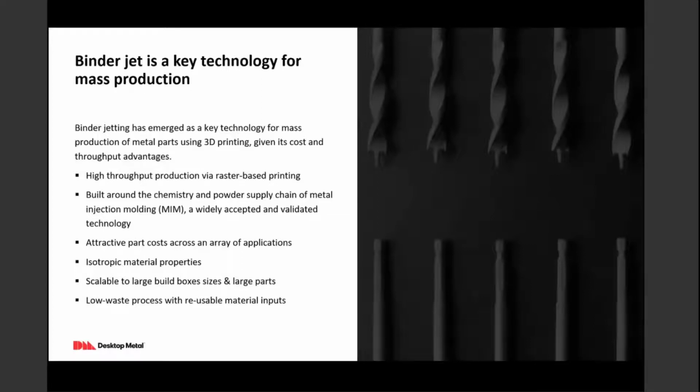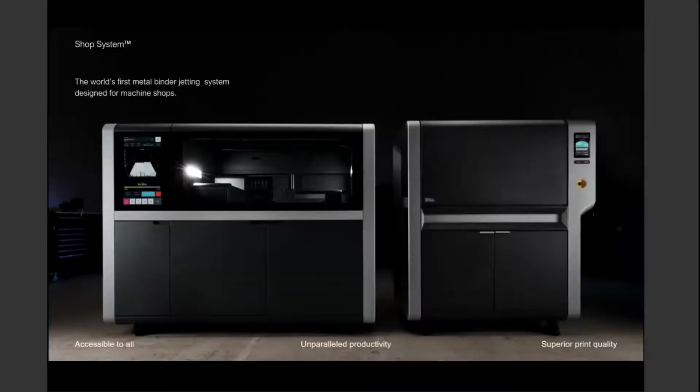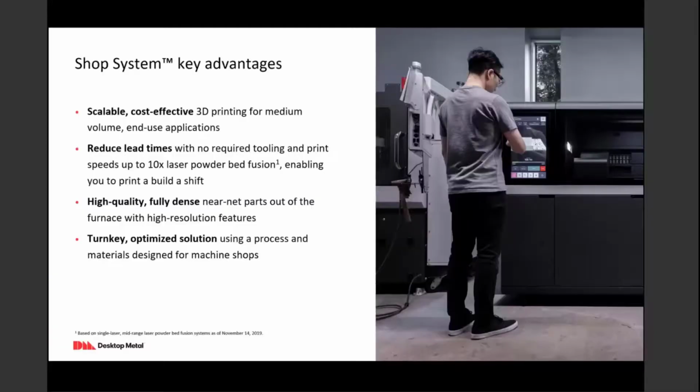Until binder jetting arrived, you needed about $1 million worth of equipment to produce 1 metric ton of parts per year, and that's just not a cost structure that mass production, mass markets can take. So what we've introduced at Desktop Metal is the shop system. The shop system is the world's first metal binder jetting system optimized for the machine shop. And I'll talk a little bit about what that means, tailored for the machine shop. So first, this is a scalable and cost-effective way to get going.